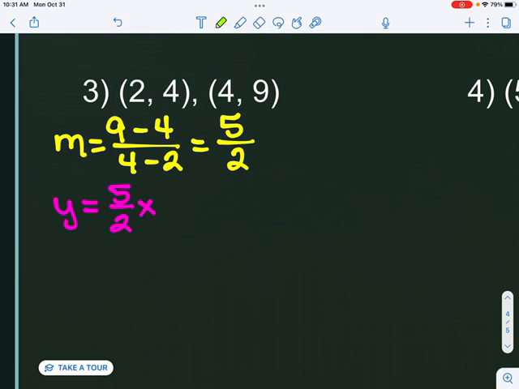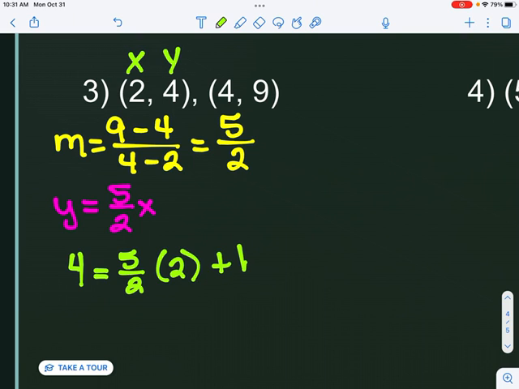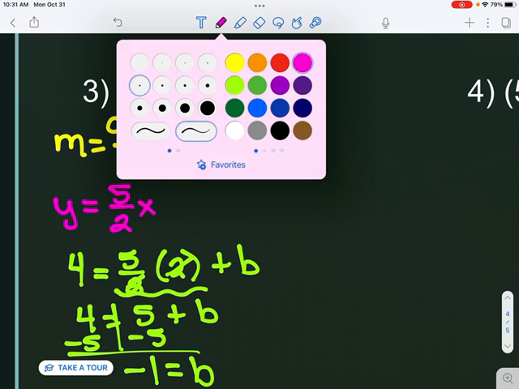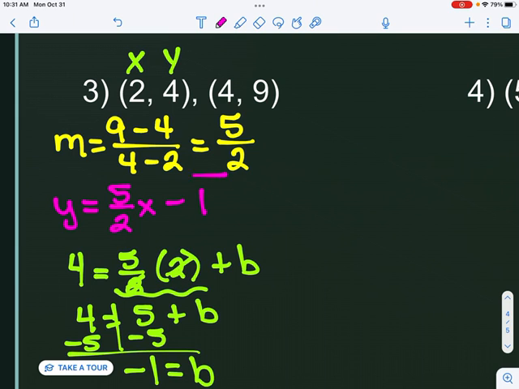So now we pick a point. I'm just going to do this one, x, y, and I'm going to plug it in. So that's going to get me 4 equals 5/2 times 2 plus b. So when I multiply, I get 4 equals 5 plus b. I'm going to minus 5 from both sides, and I get -1 equals b. So I come back to my equation now, and I write -1. And there would be my answer.